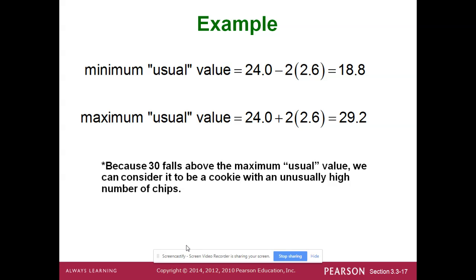So we know that 30 chocolate chips in a cookie is an unusual number, based on the information we were given, that the mean was 24 and the standard deviation was 2.6. 95% of our data should have fallen between 2 standard deviations below, 18.8, and 2 standard deviations above, 29.2. 95% of the cookies you see are going to have that happen. The other 5% are going to be split between the ones that have less than 18 and the ones that have more than 29. That's what we're looking at here.